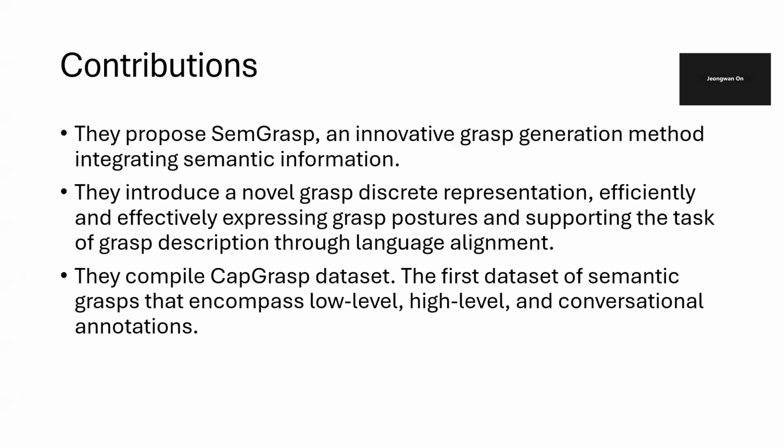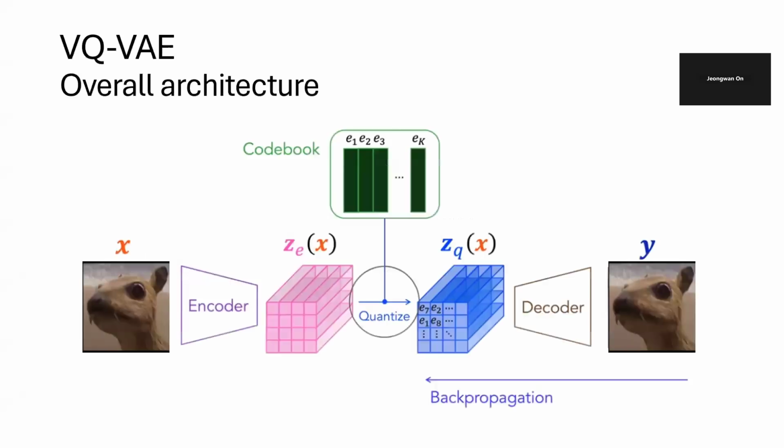The contributions are as follows. They propose SemGrasp, an innovative grasp generation method integrating semantic information. They introduce a novel grasp discrete representation, efficiently and effectively expressing grasp posture and supporting the task of grasp description through language alignment. They compile the CAT grasp dataset, the first dataset of semantic grasps that encompass low-level, high-level, and conversational annotations.